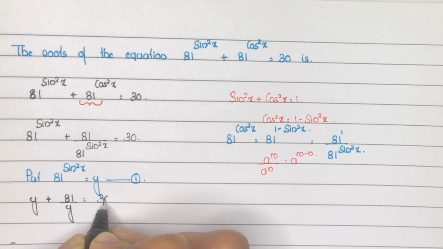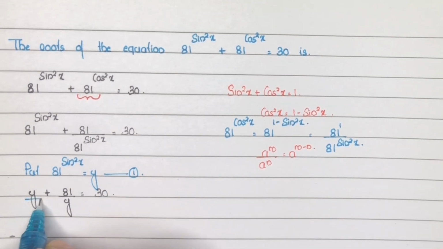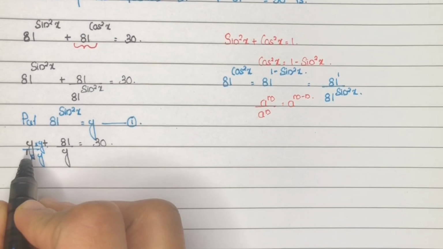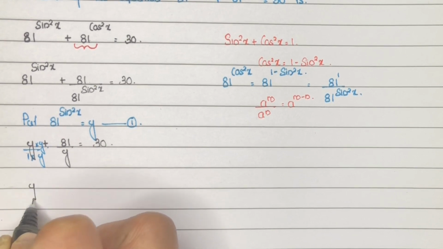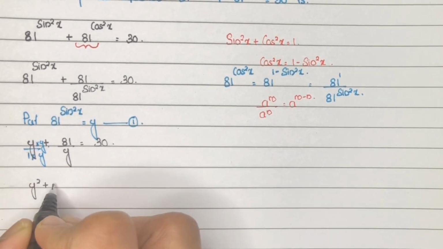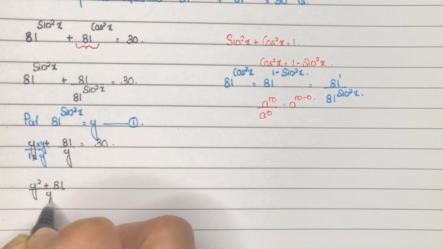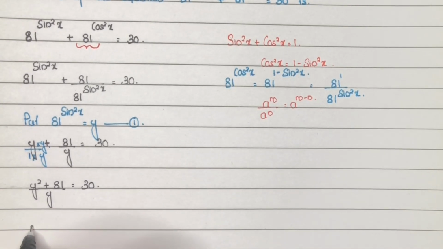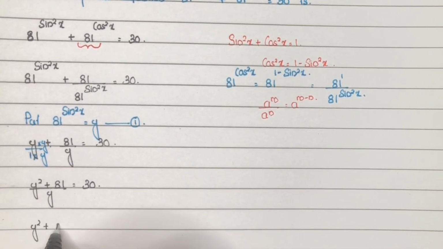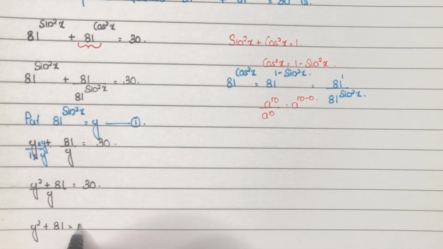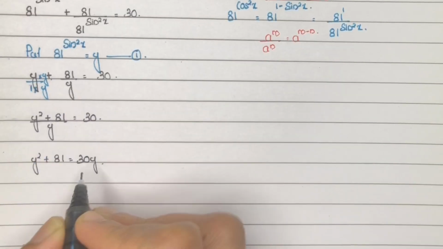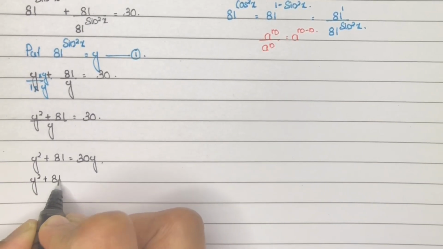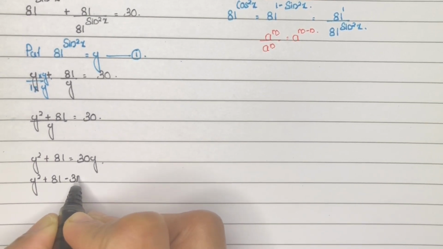equal to 30. Take LCM, y is same as y by 1. LCM is y. y into y, y square, plus 81 by y is equal to 30. Take y to RHS, that is y square plus 81 is equal to 30 into y, 30y. Take 30y to LHS, y square plus 81 plus 30y becomes minus 30y equal to 0.